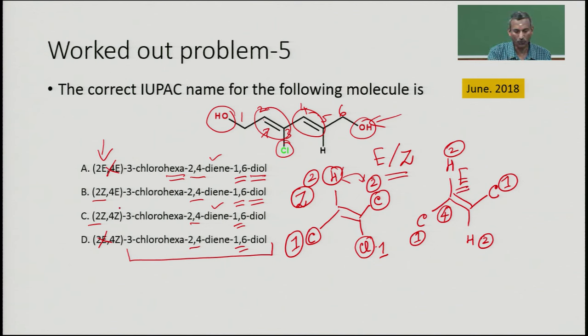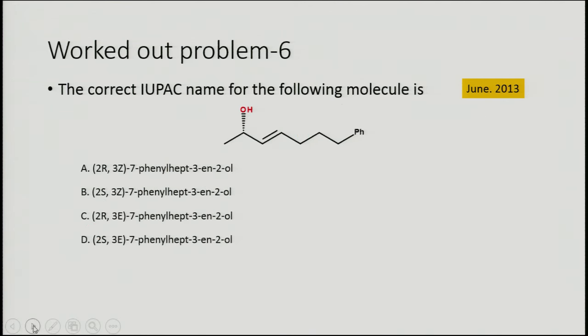So, between these 2, which one has the E configuration? B only has the E configuration. So, the compound name is basically 2Z, 4E-3-chlorohexa-2,4-diene-1,6-diol. So, this is the name for this particular compound. Let us look at the next problem.